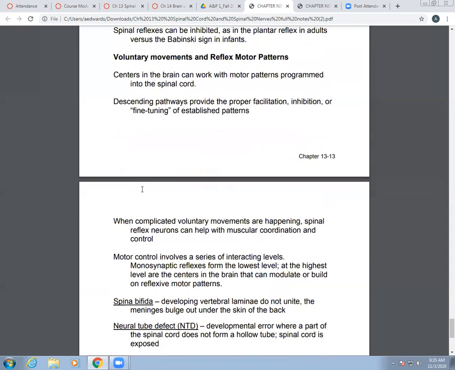All right, voluntary movements and reflex motor patterns. There are centers in your brain that can work with motor patterns that are programmed into your spinal cord. You have these descending pathways again, coming down from the brain, and they're going to provide what we call proper facilitation, inhibiting, or fine-tuning of more established patterns, okay? So when you have all these advanced and complicated voluntary movements happening, your spinal reflex neurons can help you coordinate your muscles and control them.